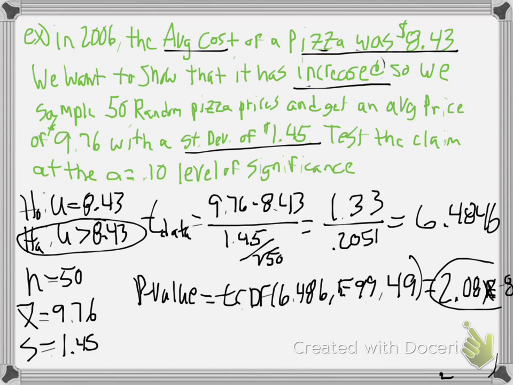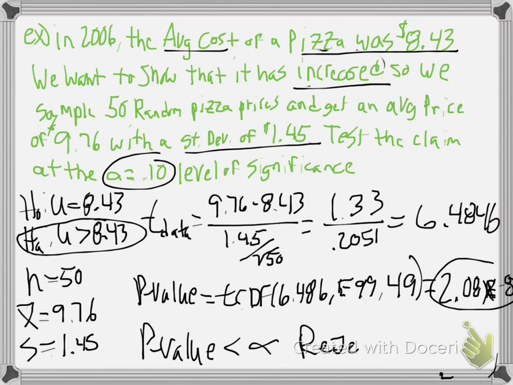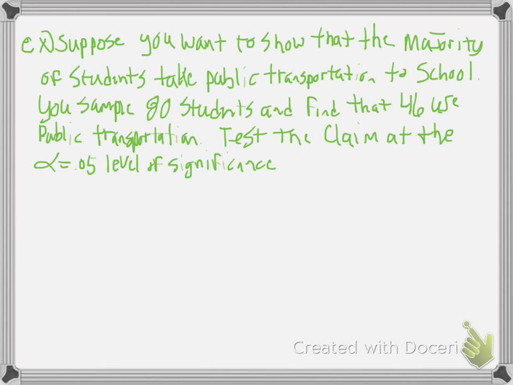Then we compare that p-value to alpha. It's definitely less. Anytime we have scientific notation for our p-value, it's going to be less than alpha. So since the p-value is less than alpha, we reject the null, which means we have a lot of evidence to say that the average price of a pizza has increased since 2006.